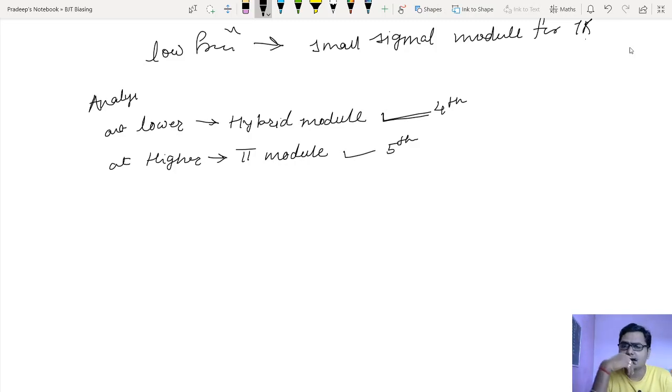Now it is obvious that if I want to analyze the BJT, compulsorily I need to have the reference of a two-port network. Without the reference of a two-port network, it is not possible to analyze the BJT at lower or higher frequency. So before starting with lower or higher frequency analysis of the BJT, I must understand what a two-port network is. So let us start with what the two-port network is.